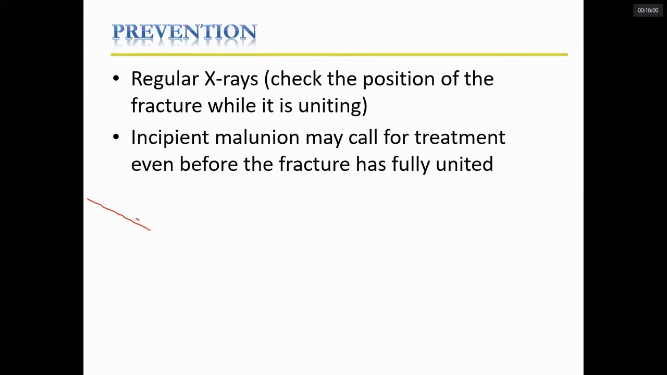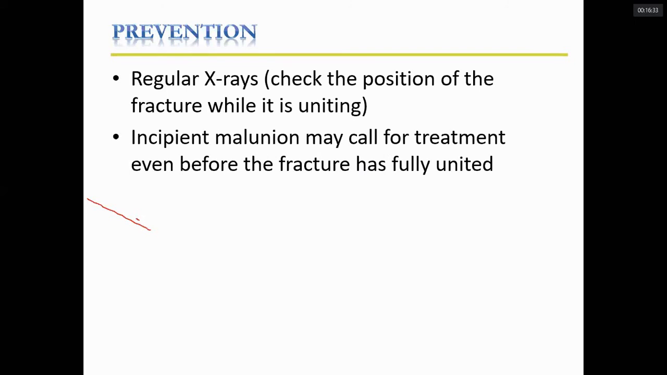With regular follow-up, you can intervene at an earlier date, and your form of intervention will be in a much milder form. For example, if a child with a malunion comes to you after 1 year, you have to do a corrective osteotomy. But if you have regularly followed up the patient and at 3 weeks you think that your fracture is going to malunite, you can do simply an osteoclasis. So your mode of treatment will be different. So the prevention is regular check X-rays till the fracture unites, so that you can tell whether the fracture is going into malunion.